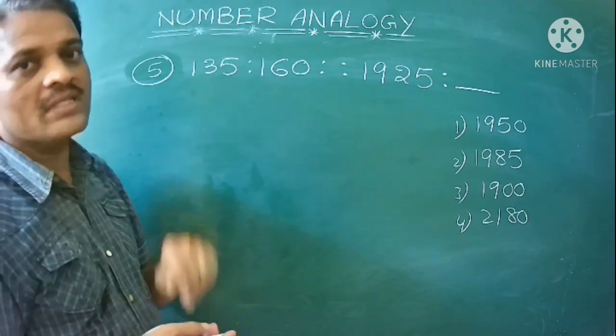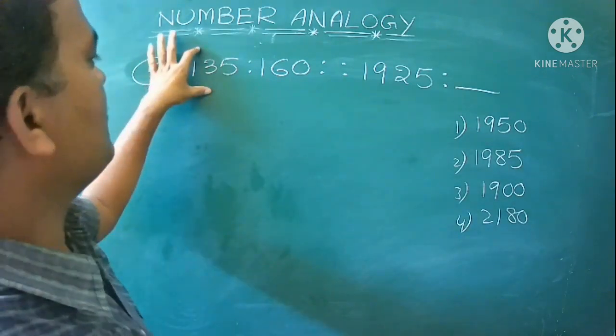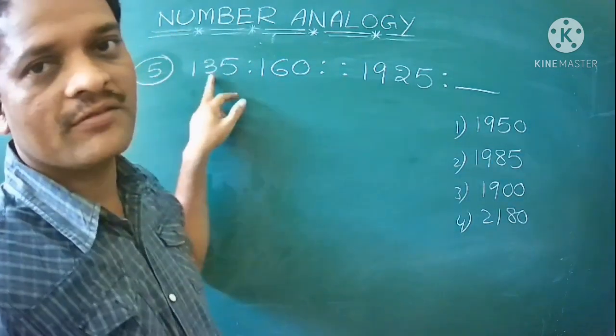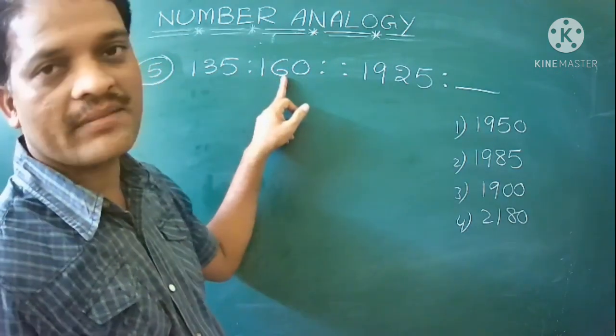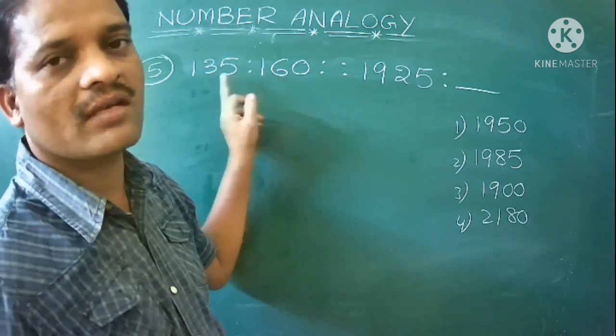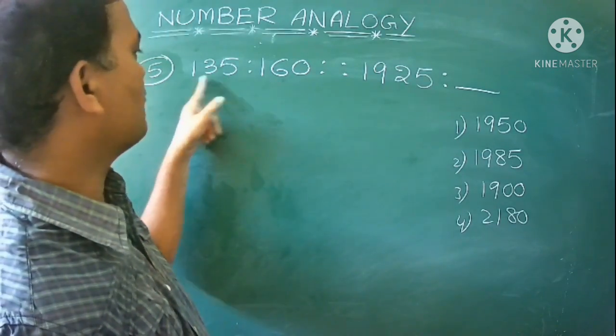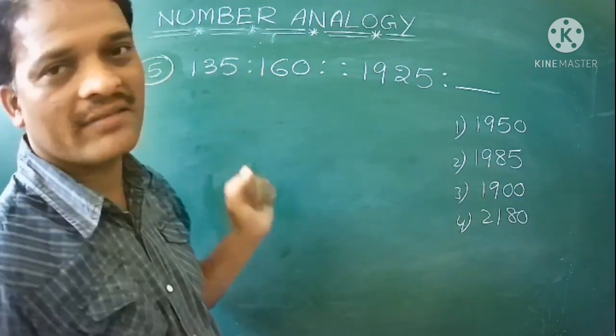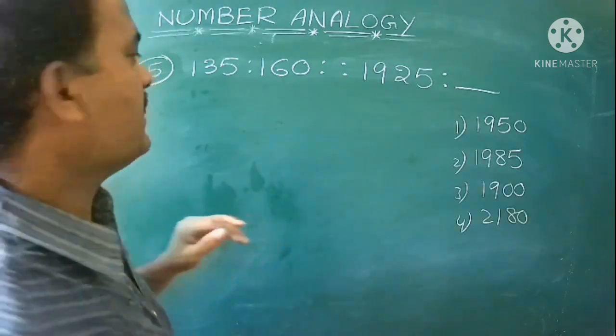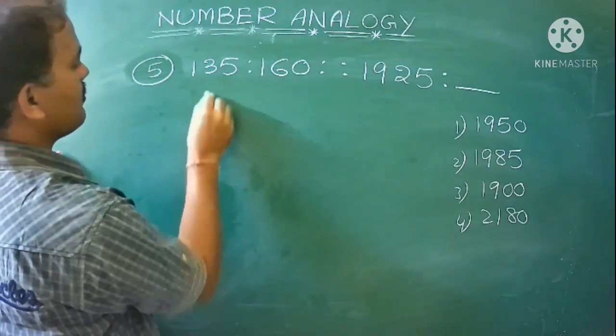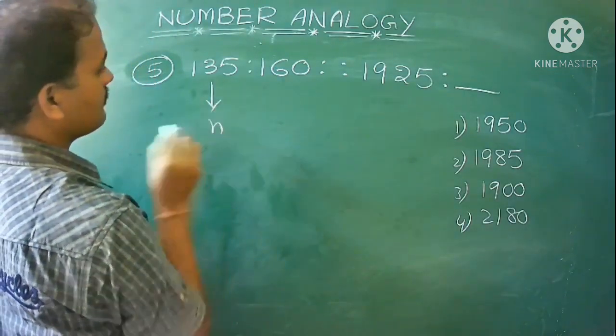Okay. Suppose it is 135, then the nearby square is 144. Nearby 160 means 169 will be there. Now 144, and again 144 minus something will come, and so different values will come. Now simply, if it is 135, suppose I am taking n.